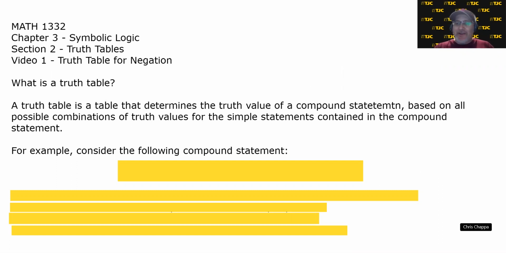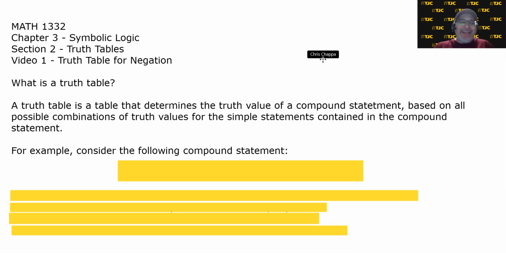That didn't take long to find a typo. All right, I think I fixed all of them, including the ones underneath the yellow boxes. But I digress. A truth table is a table that determines the truth value of a compound statement based on all possible combinations of truth values for the simple statements contained in the compound statement. It may sound like a lot of words, but it's actually a pretty simple concept once you see it in action.